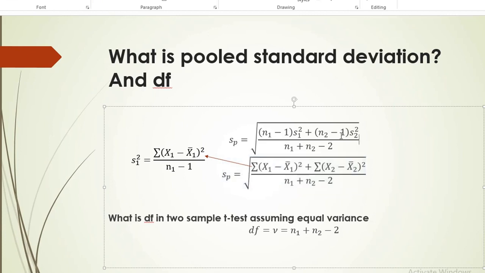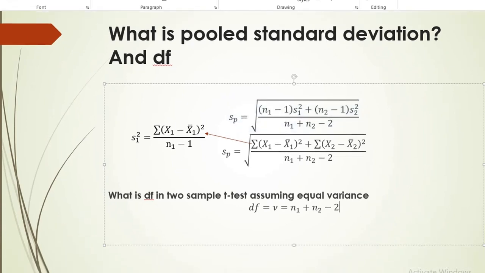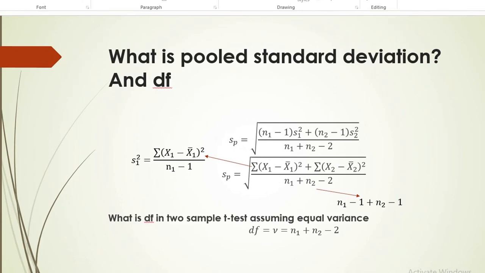And if you are given the information in terms of sample variances, then you can use this formula to get your estimate of the pooled standard deviation. So what's the degrees of freedom in case of equal variances assumption? Remember, n1 plus n2 minus 2. What is n1 plus n2 minus 2?